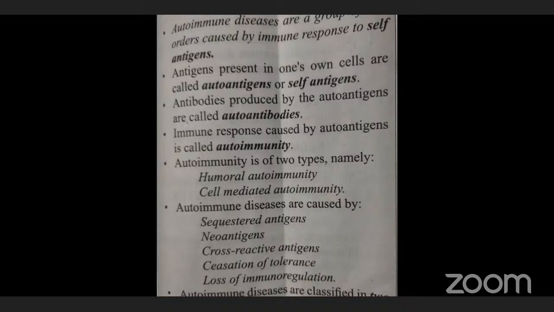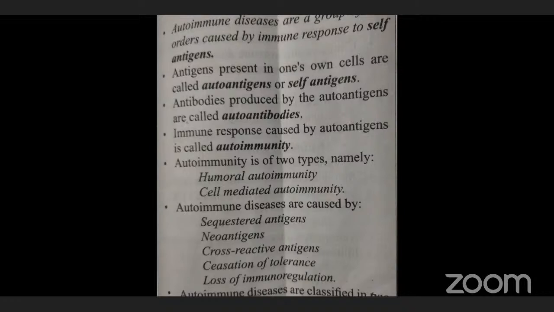The next one is organ-specific diseases, which affect only a particular organ. The name itself has the answer. For example, thyrotoxicosis, Addison's disease. Those are a few examples of organ-specific diseases.